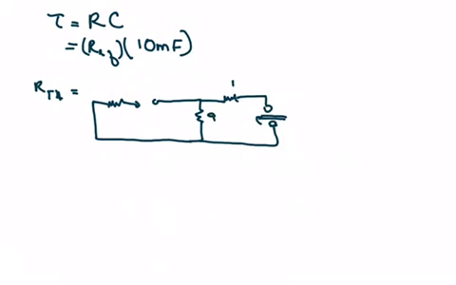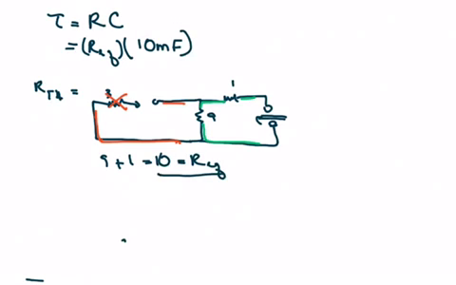Okay, so since it is open switch, there's no current flowing here. So we can ignore this 3 ohm resistor, and we can add the 1 ohm resistor and the 9 ohm resistor in series here. So 9 plus 1 is 10. Okay, so this is our equivalent. So to find tau, we just want to multiply that 10 times the capacitance. So our time constant is 0.1 second.